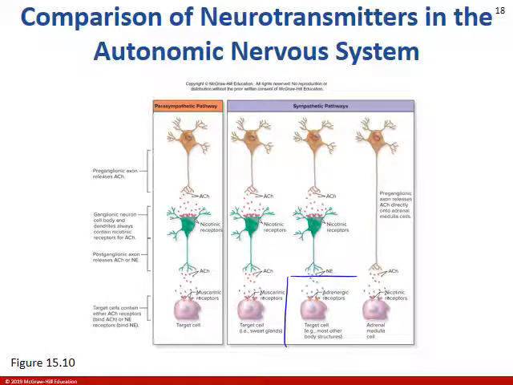Lastly, we have to talk about this adrenergic. It's a very strange word. It's based on the word adrenaline. So we have norepinephrine and epinephrine that would both be hormones that we would call adrenaline.